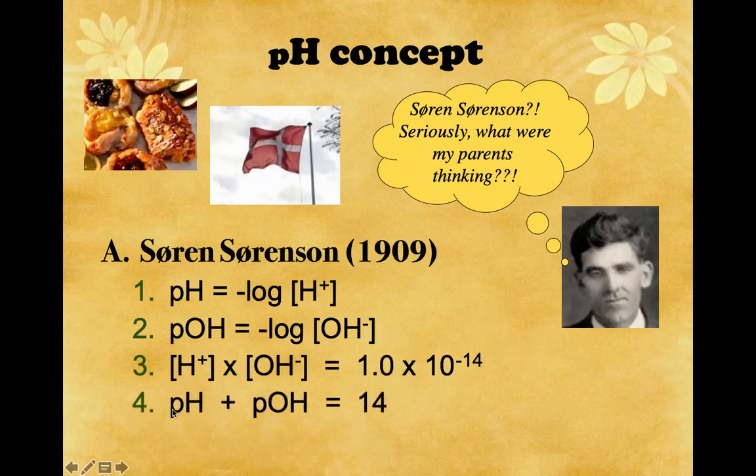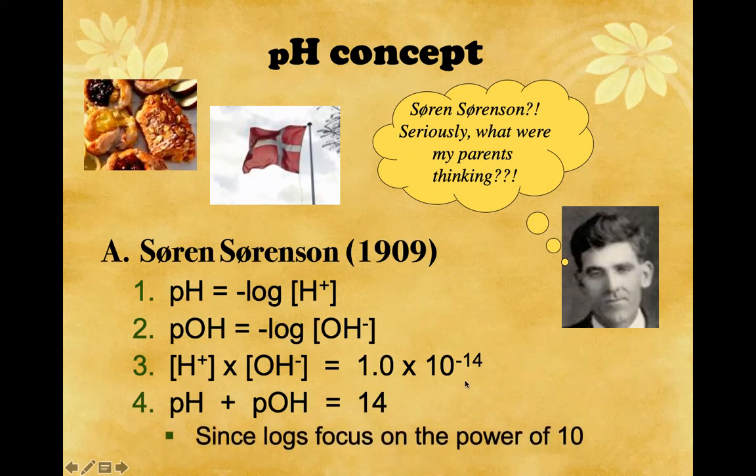So if you have a pH and a pOH, they will add up to 14. Why? Those of you who are familiar with calculus know that log values are really focused on the power of 10, and since it's negative log, the p values add up to 14. And you could calculate this.